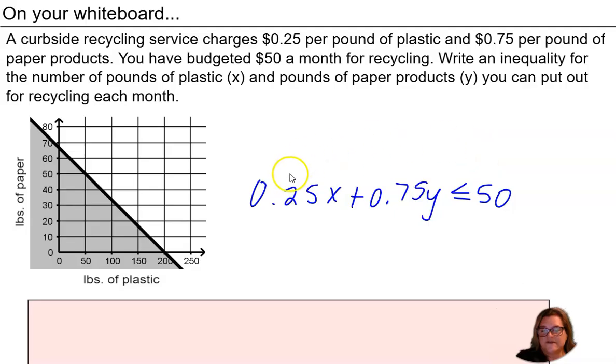When we do 50 divided by 0.25, we get 200 for the x-intercept. 50 divided by 0.75 gets us this y-intercept, and 0, 0 as a test point does check because 0 is less than or equal to 50. So we shade where 0, 0 is true. We have a solid boundary line because of the equals in our inequality.